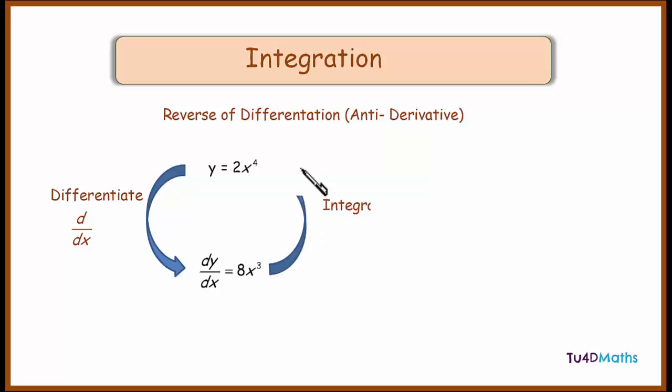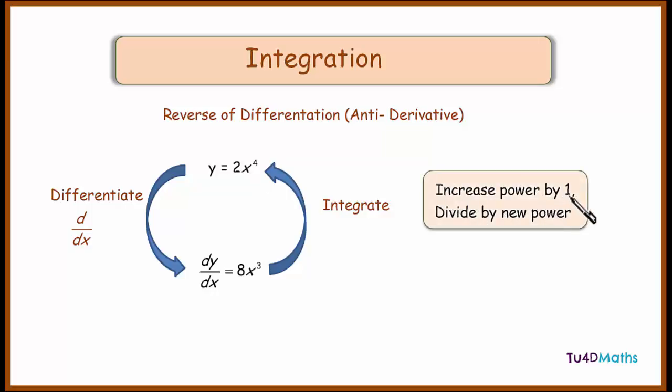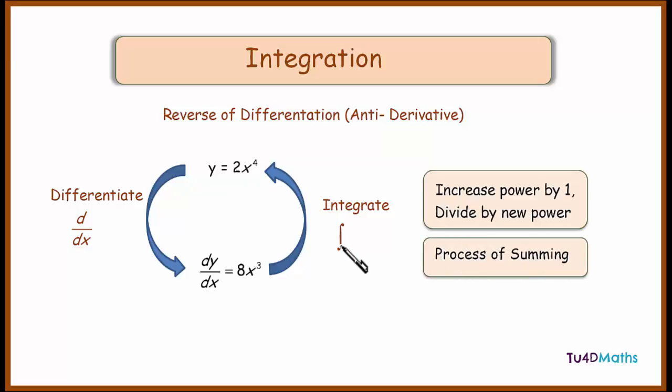Now if we integrate this function, we reverse the process. So integrating dy dx gives y, and integrating 8 times x cubed gives 2 times x to the power of 4. And this is achieved by adding 1 onto the power. So adding 1 onto 3 gives 4 to give x to the power of 4, and dividing by the new power. So dividing 8 by 4 gives 2. And the symbol for integration is the elongated S symbol, which indicates a process of summing.